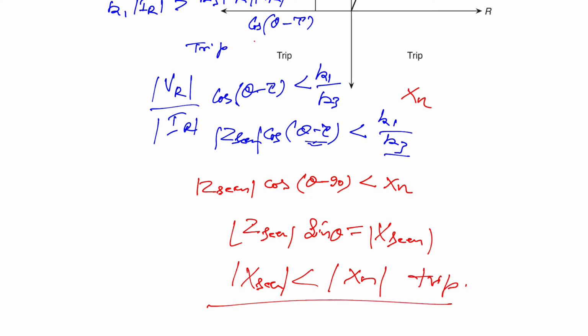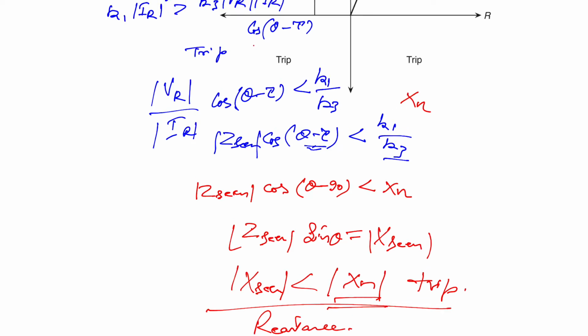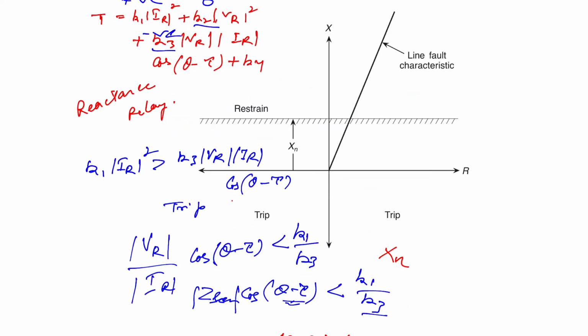So we are reaching this final expression. What we have observed is that the relay is sensitive only to the reactive part of the impedance seen and trips if the reactive part is less than the particular value Xn. Such a relay is known as the reactance relay, because it is sensitive to the reactive part only, and the operating characteristic is a straight line with an intercept of Xn on the reactance axis, as shown here.